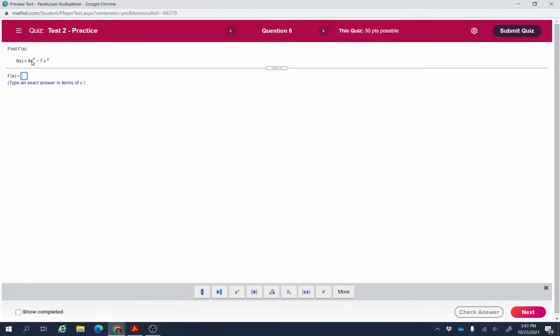Again, the derivative of 4 times x to the power e. Don't worry about this e. e is just a number. When you use the power rule, that number e comes down, so it becomes 4 times e times x to the power e minus 1, and minus 7e to the power x. The derivative of e to the power x is e to the power x itself. So this is your answer. For the first part, you have to use the power rule. For the second part, it's the derivative of an exponential function.